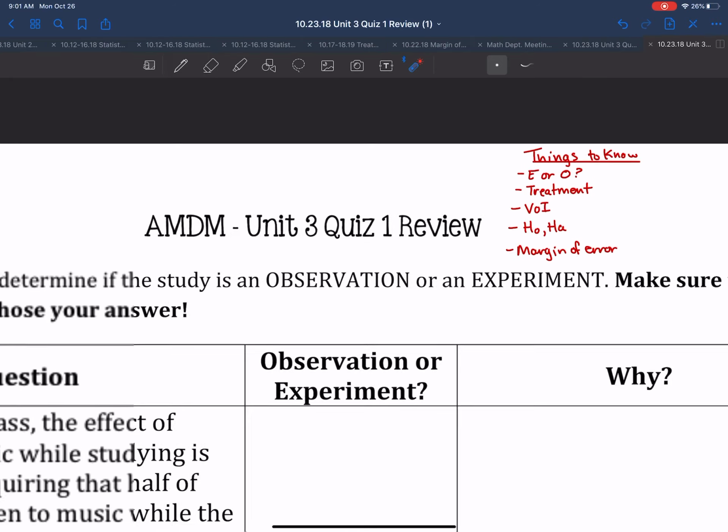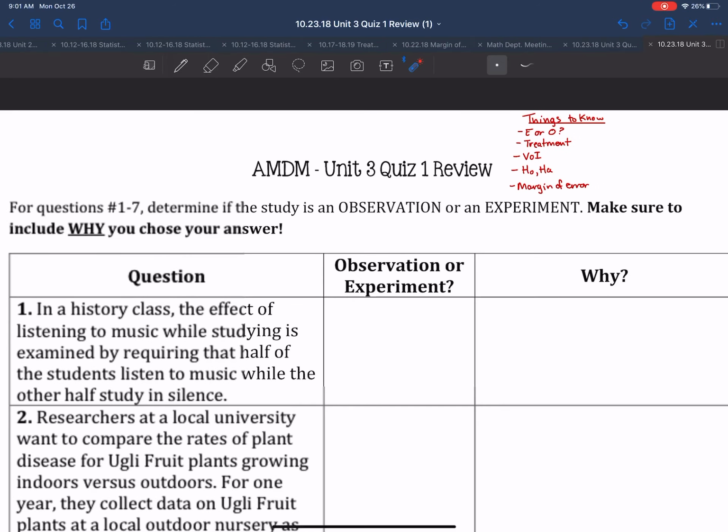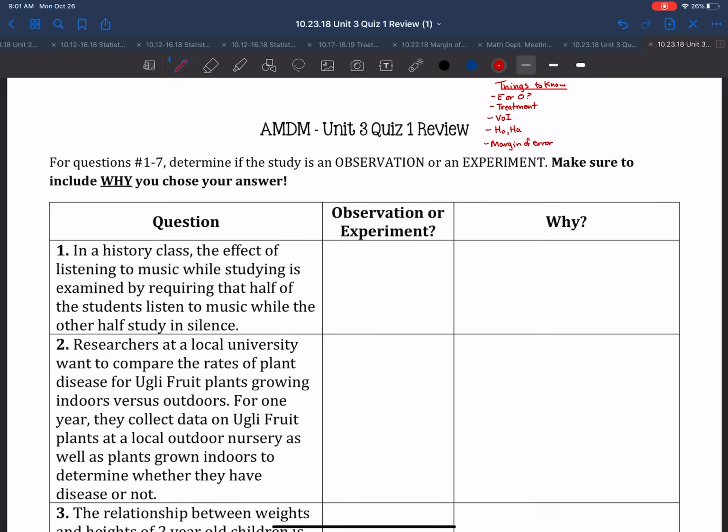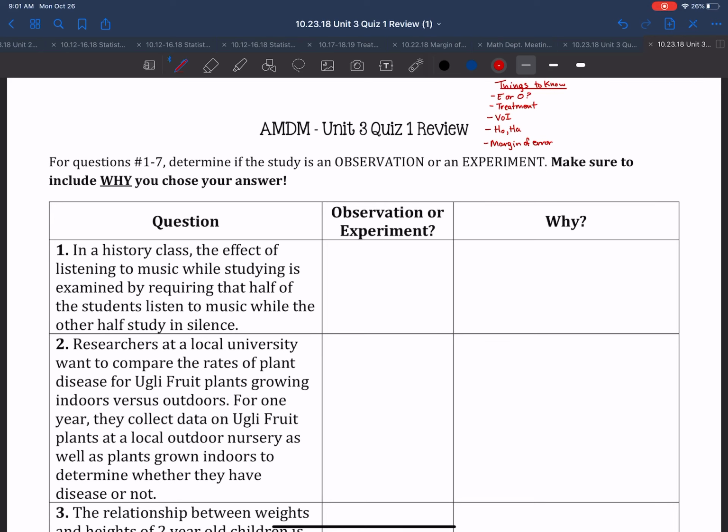So the first one that we're going to be doing is figuring out if things are experimental or observational. So we've got a list of studies here. For 1 through 7, we need to figure out if it's experimental or observational, and then we also need to explain why we know that. So the first one is, in history class, the effect of listening to music while studying is examined by requiring that half the students listen to music while the other half study in silence. So is this going to be observational or experimental?